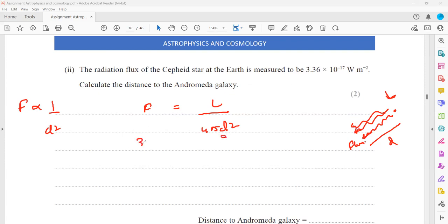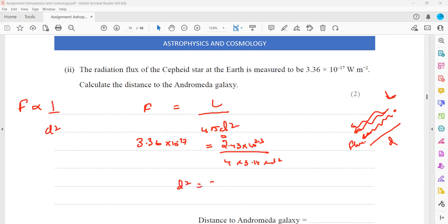The flux is 3.36 times 10 to the power minus 17. The luminosity, that is the power, which we worked out in the previous part, is 2.43 times 10 to the power 29. 4 pi, where pi is 3.14, times d squared. So we just cross multiply.